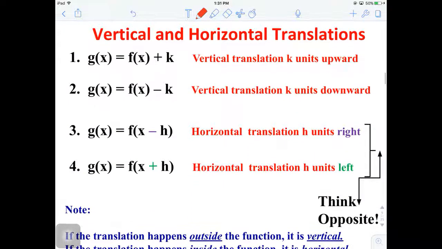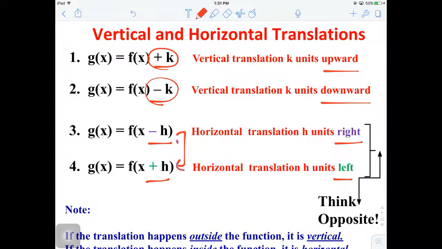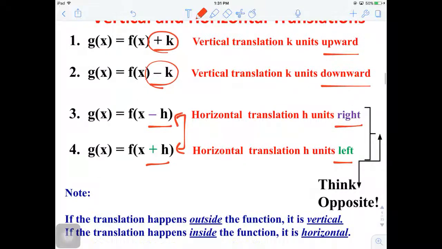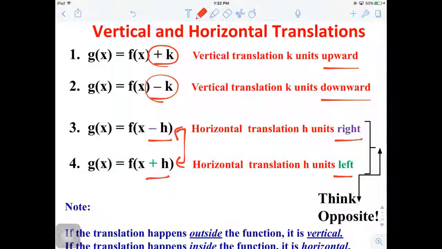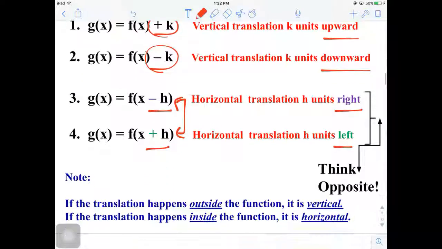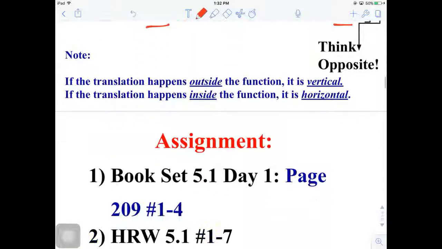So let's go ahead and take a look at the summary. Again, if we add a number to the back, it's going to be going up. If you subtract, it's going to go down. If you have a minus inside the parentheses, it's actually going to mean right. And a plus means left. So these two are like reverse thinking. So think opposite. And that's the transformation dealing with translations. These are moving up, down, left, or right. So, and that's the end of the lesson for today.